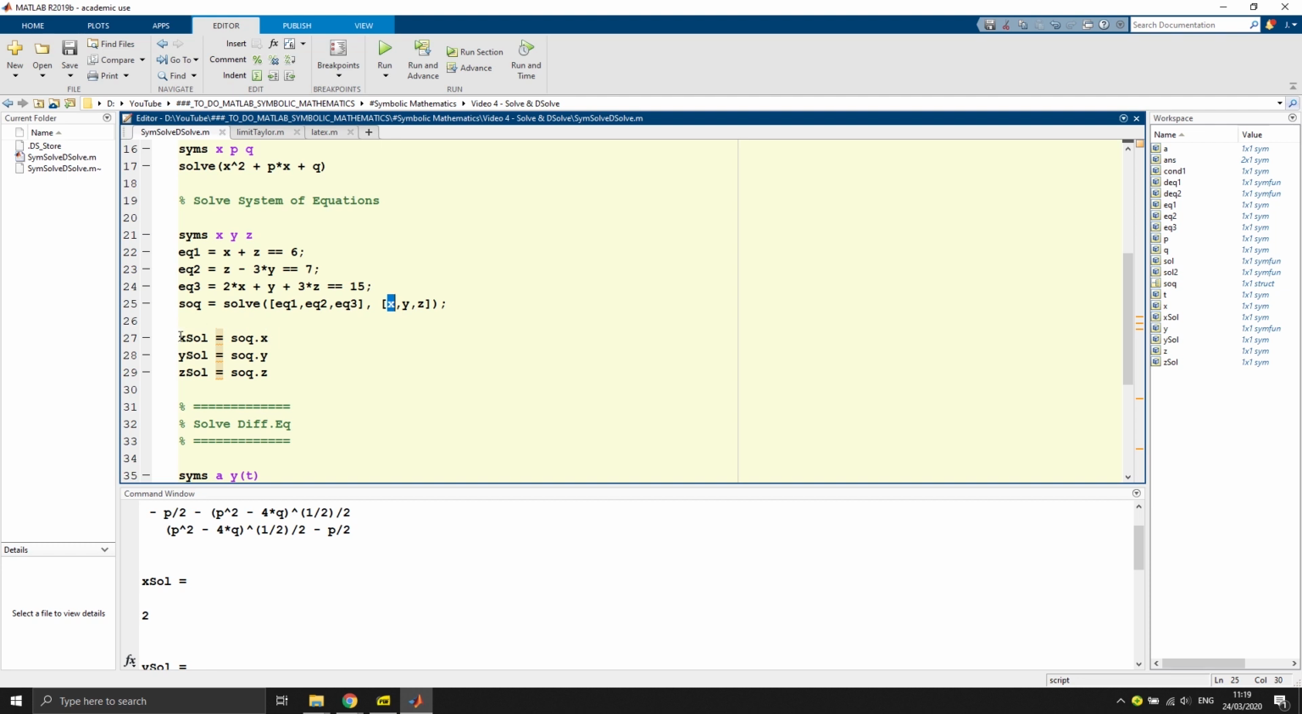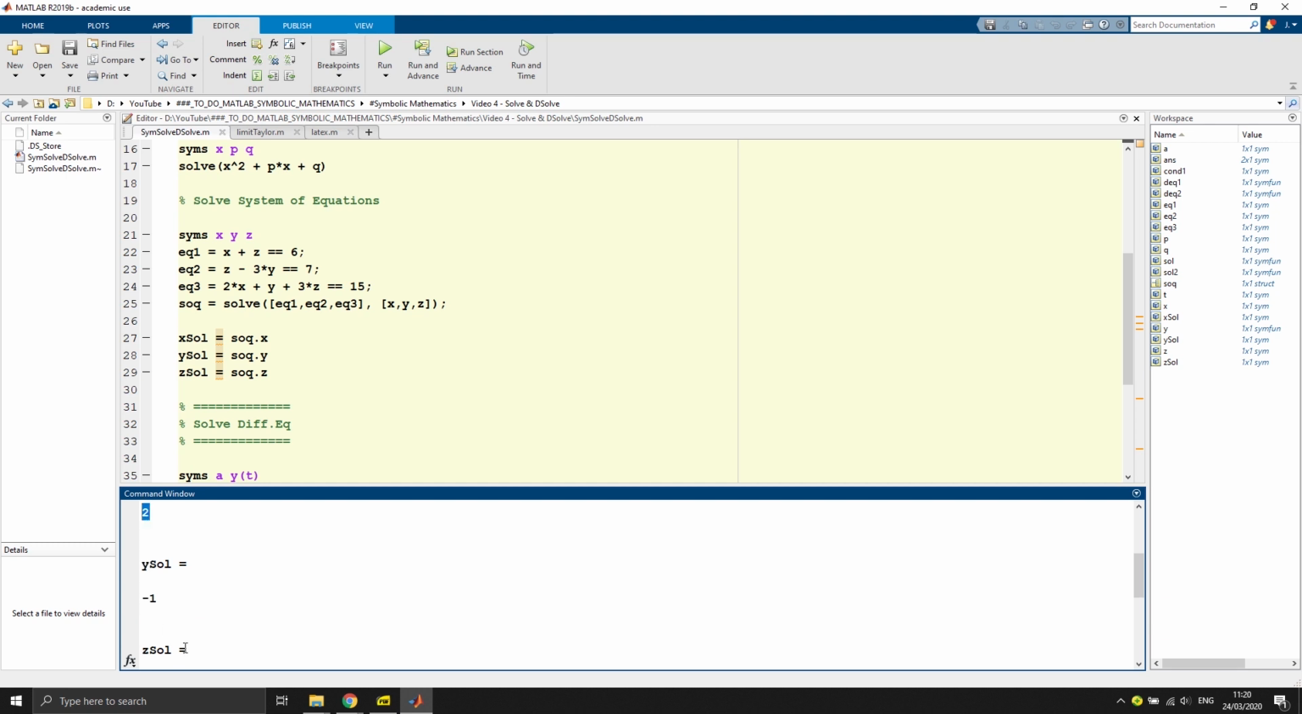So I take x sol, so for x solution is soq, which is defined here, dot x. That's how I call the solution. Then soq.y and soq.z. So as you can see, x is 2, y is minus 1 and z is 4, which is indeed true because if you put everything in, these solutions satisfy the whole system of equations.